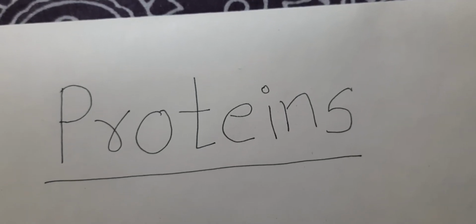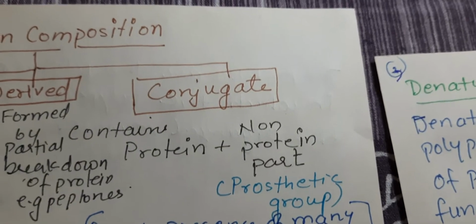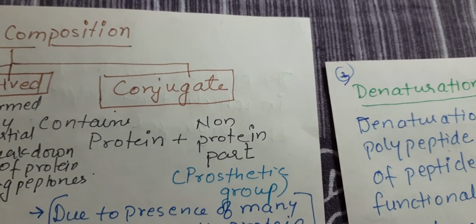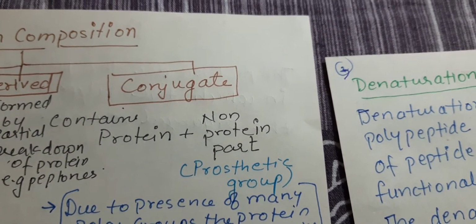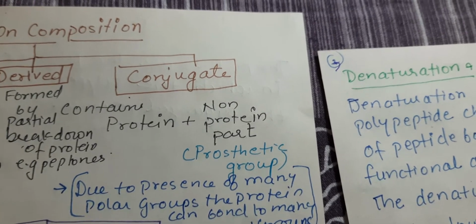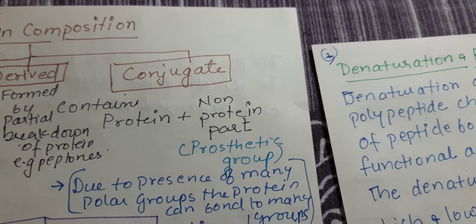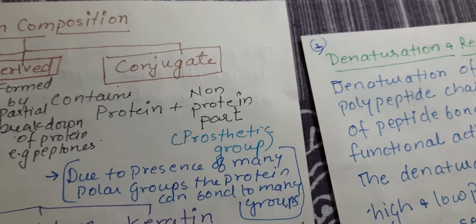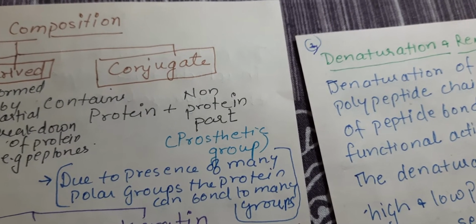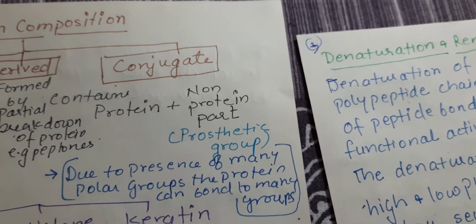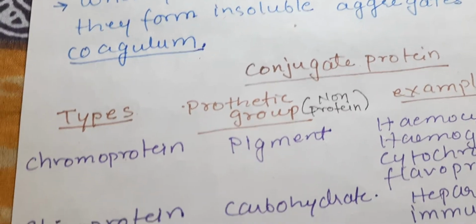So we will continue with the protein. We were discussing the conjugate protein. The conjugate protein contains the protein and non-protein part, which is called prosthetic group. Now, why are the proteins able to conjugate with others? Because there are so many polar groups present in the amino acids, and they have a tendency to group with other groups.